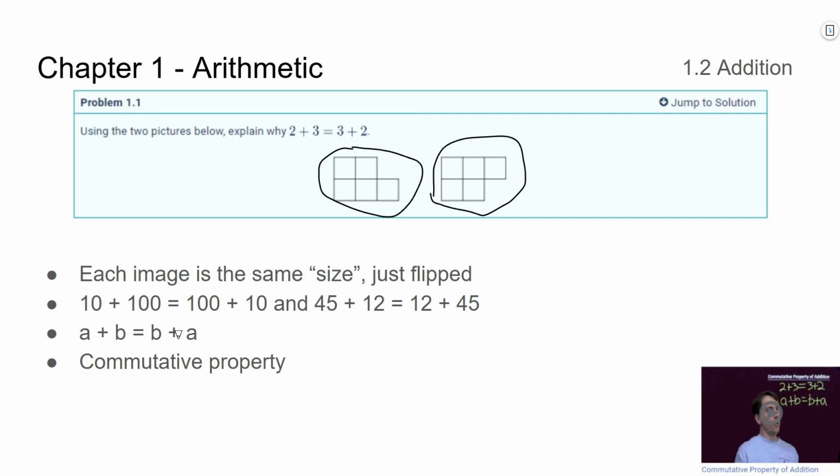So same thing would be the case if you have 10 plus 100, that would be the same thing as 100 plus 10. 45 plus 12 would be the same thing as 12 plus 45, and so on. Any two numbers, any A plus any B would equal that same B plus A. So you don't have to go through and try every single combination to see if it holds true. It will always hold true.